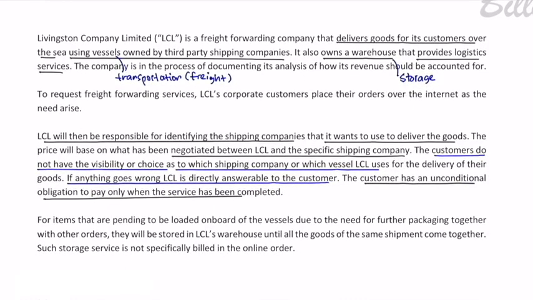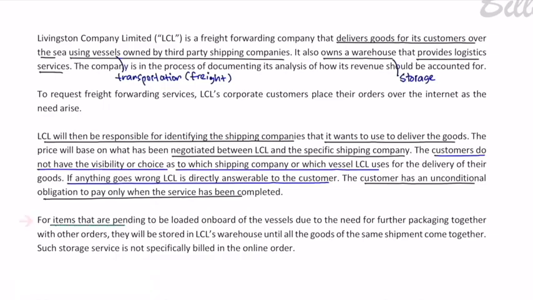Part B, we have to apply Step 2 and Step 5. For Step 2, we have to identify how many performance obligations there are under the contract with the customer. And are these considered distinct or not distinct? If it's distinct, we account for it separately. If it's not distinct, combine until they are distinct.